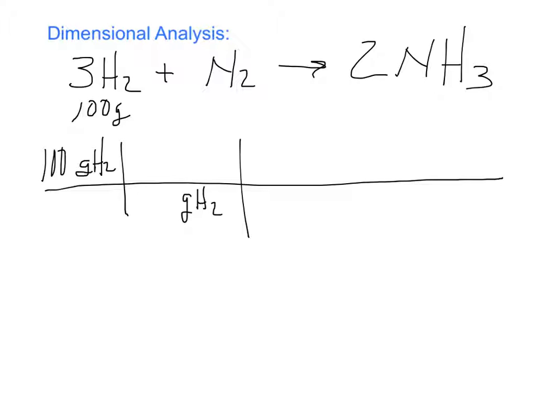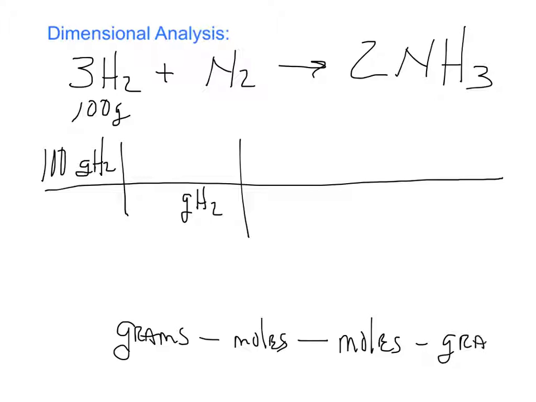So now I need to go to moles, because we go grams to moles, moles to moles, moles to grams. So remember that. We go grams, I have to go to moles. Using my balanced chemical equation, I have to go moles to moles, and then on my product side, I go moles to grams. This is on the product side. This is the reactant side.